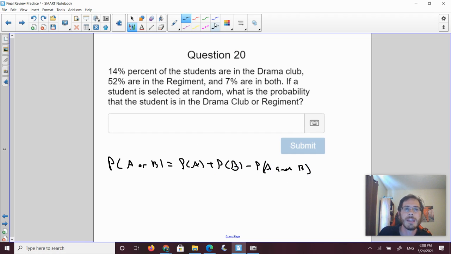So if we take A to be that they're in the drama club, we've got 14% for A. If we take B to be the regiment, then you got 52. And then both would be A and B, so minus 7. 14 minus 7 is just 7. 7 plus 52 is 59. So we get 59%.